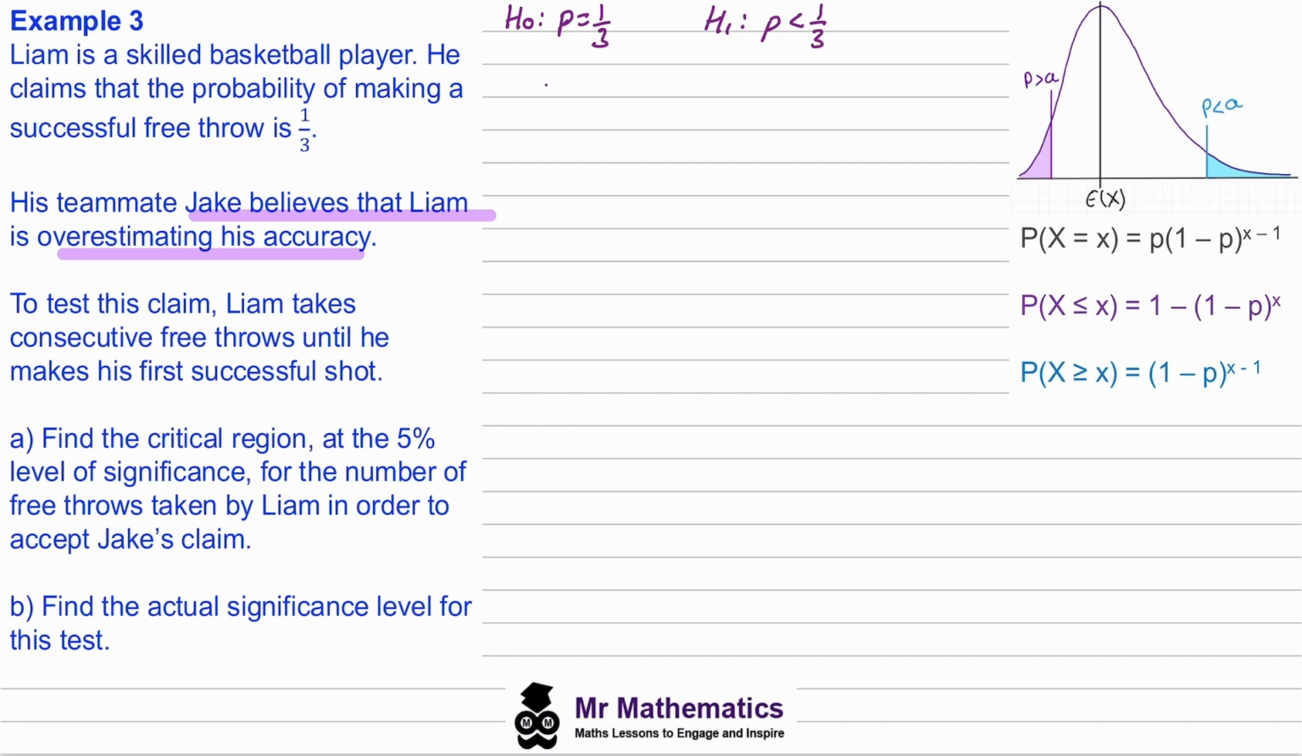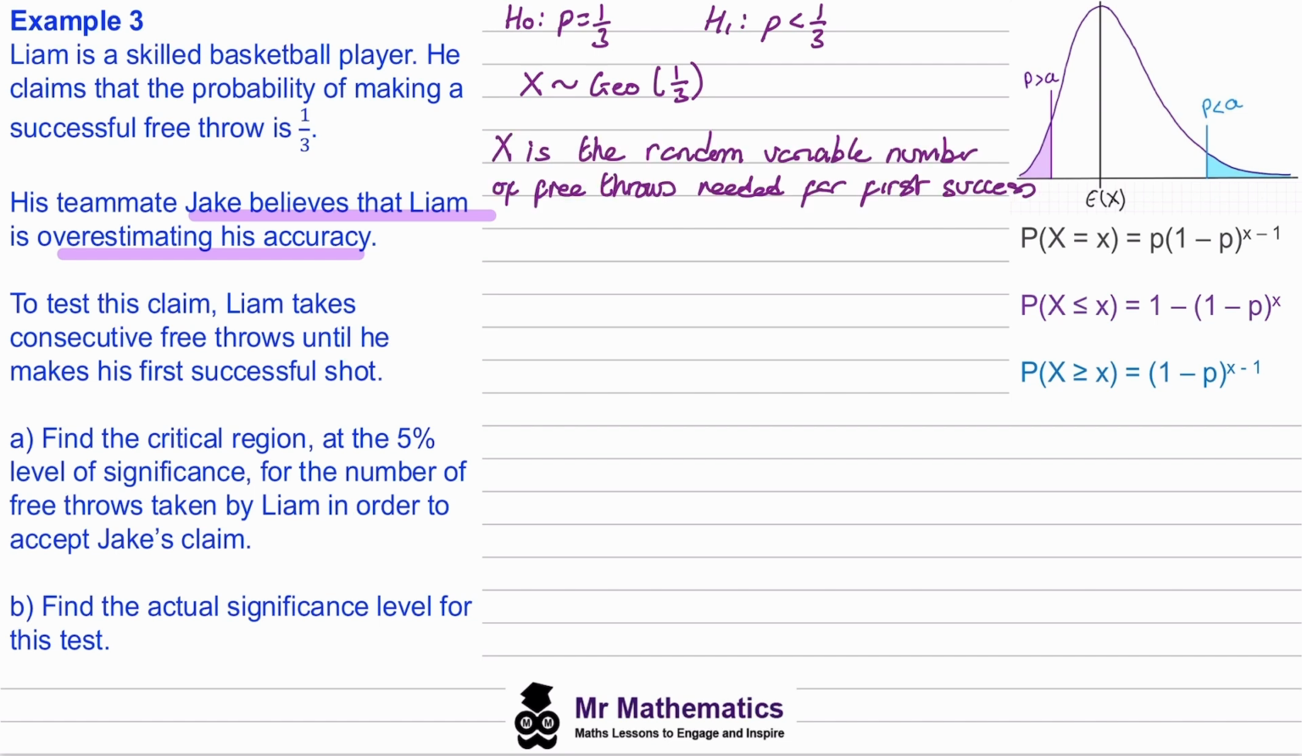And if we define our random variable, we'll say that x is distributed geometrically with a probability of 1/3. We'll define x as the random variable, the number of free throws needed for the success. We need to work out our expected value of x, which is 1 over 1/3, and this is 3. We'll label this our distribution. And because our alternate hypothesis is that p is less than 1/3, we're looking at this region above the expected value. And we're told this has a probability of 0.05, our significance level.